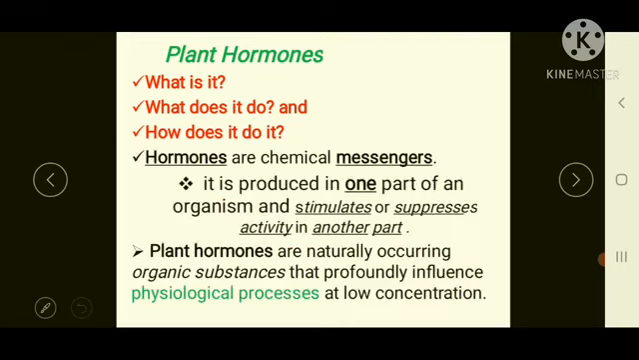When you say hormones, generally hormones are chemical messengers which are produced in one part of an organism and stimulate or suppress activity in another part of the organism. Like the hormones of other organisms, plant hormones are naturally occurring organic substances that profoundly influence physiological processes at a low concentration.